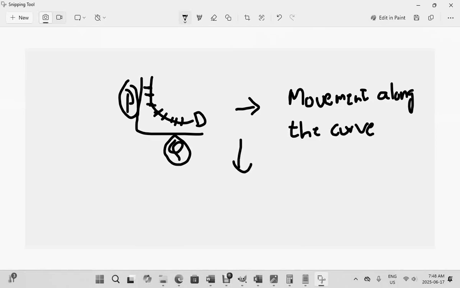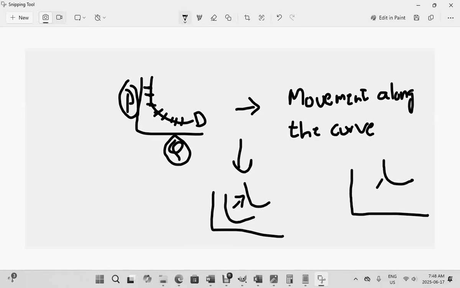Now on the other side, you have the shift of the curve itself. When it comes to the shift of the curve, you have the curve shifting to the right, for example, or the curve shifting to the left. This is when the demand goes up, and this one over here is when the demand goes down. If the demand goes up, the curve will shift to the right. If the demand goes down, the curve will shift to the left.